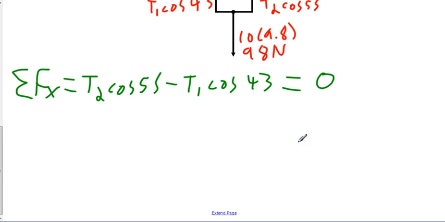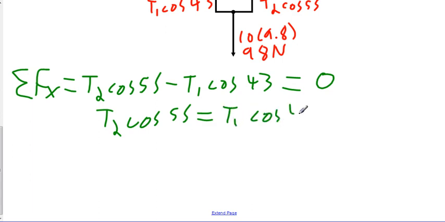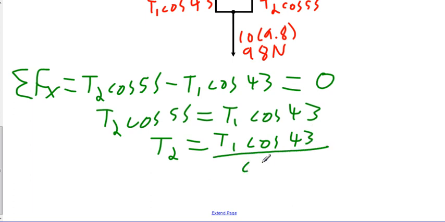I am going to go ahead and isolate for my T2. So I'm going to move the T1 cosine 43 to the other side, so I get T2 cosine 55 is equal to T1 cosine 43. And then I'm going to divide by cosine 55. So T2 is equal to T1 cosine 43 divided by cosine of 55. Now, when you do the math for this, if you do cosine 43 divided by cosine 55 to get the coefficient in front of T1, this should give you 1.275 T1 approximately. So T2 is equal to 1.275 T1. That's our first equation.